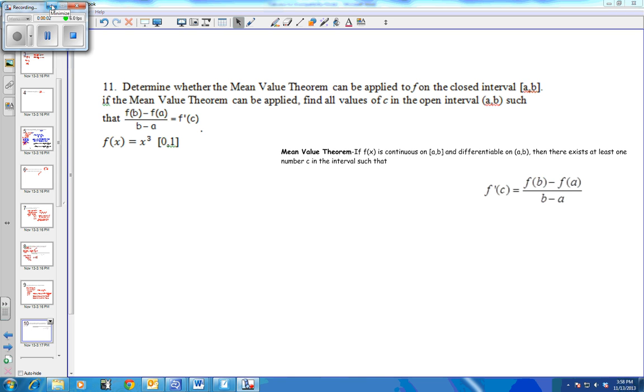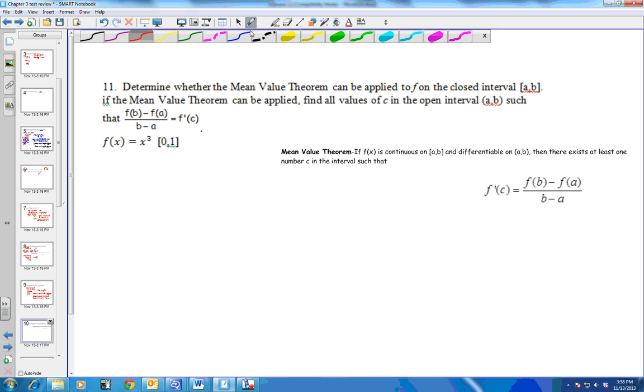Okay, number 11, determine whether the mean value theorem can be applied. So again, I wrote down what the mean value theorem says. It has to be continuous on the interval and differentiable on the interval. Well, my function is x cubed, so we know that's continuous, and we know that it has a derivative from 0 to 1. Alright, so we're going to do exactly what it says. We're going to find this part first.